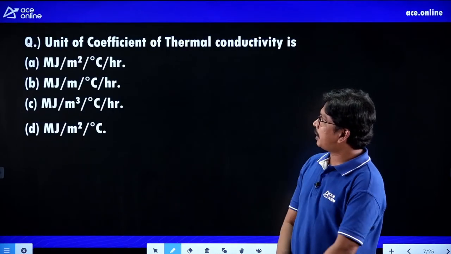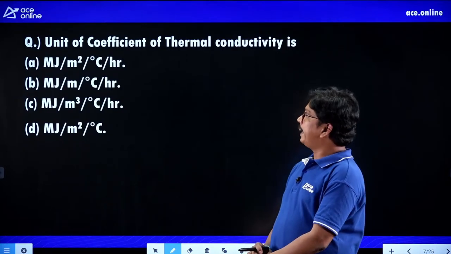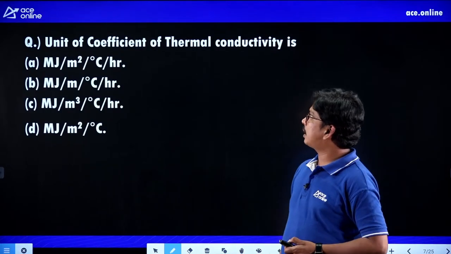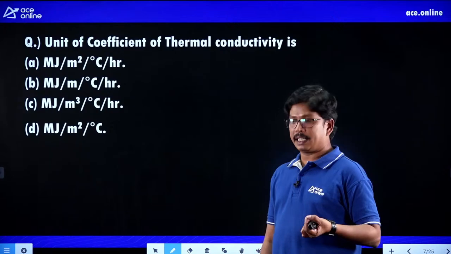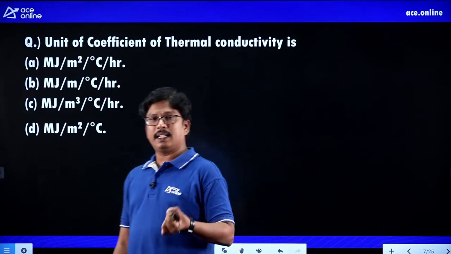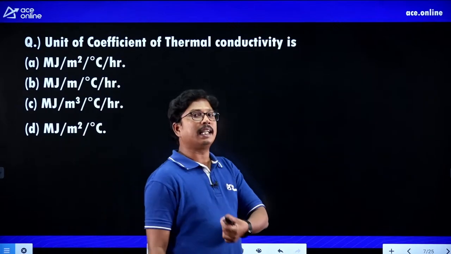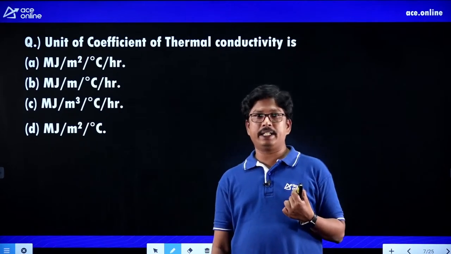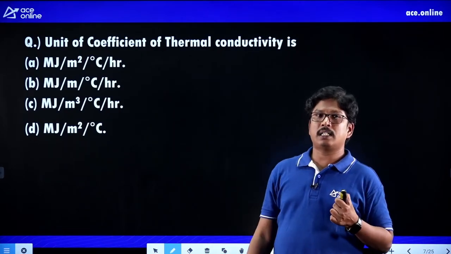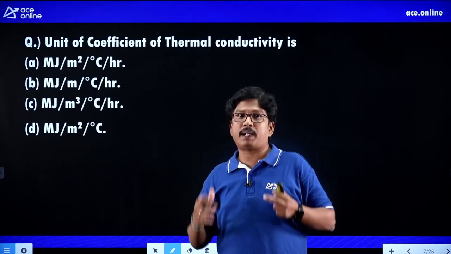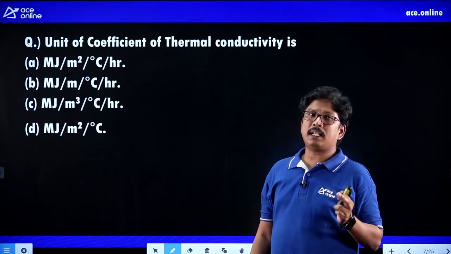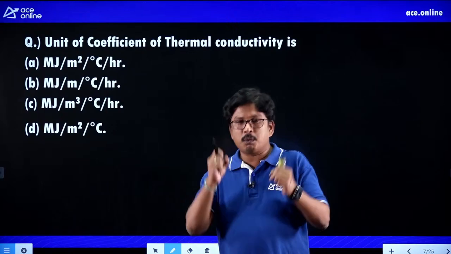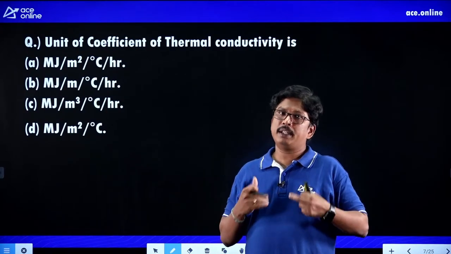Now the first question we are going to is in heating: the unit of coefficient of thermal conductivity. What about thermal conductivity? Whatever element you take, the heating element should have high thermal conductivity. Whenever the element has high thermal conductivity, it can transfer the heat from one location to the other, so that it will have a high melting point. Because of that, it can withstand more temperatures.